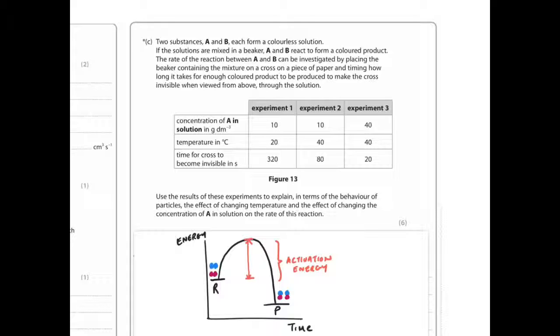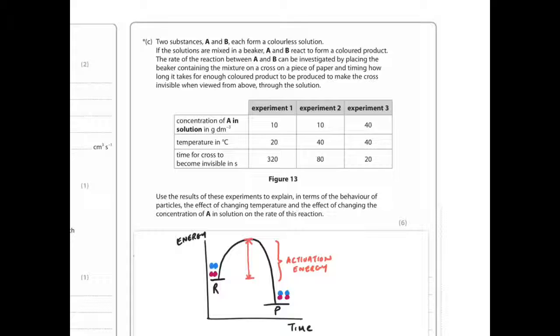Okay, the essay question. 2 substances, A and B, each form a colourless solution. If the solutions are mixed in a beaker, A and B react to form a coloured product. The rate of reaction between A and B can be investigated by placing the beaker containing the mixture on a cross on a piece of paper and timing how long it takes for enough coloured product to be produced to make the cross invisible when viewed from above through the solution. So this is a technique you might have tried in a school lab.